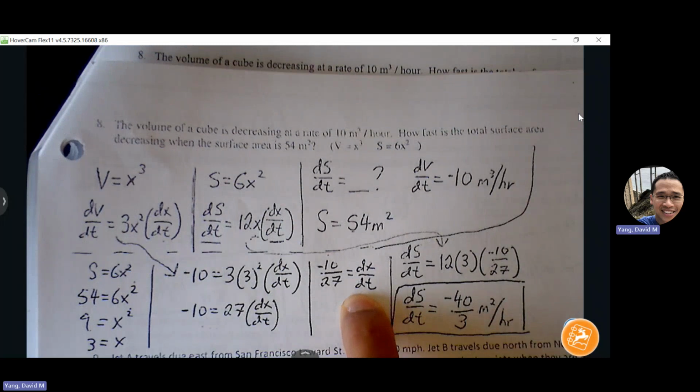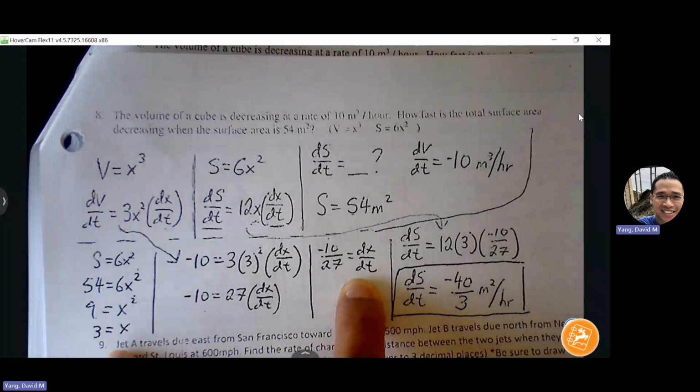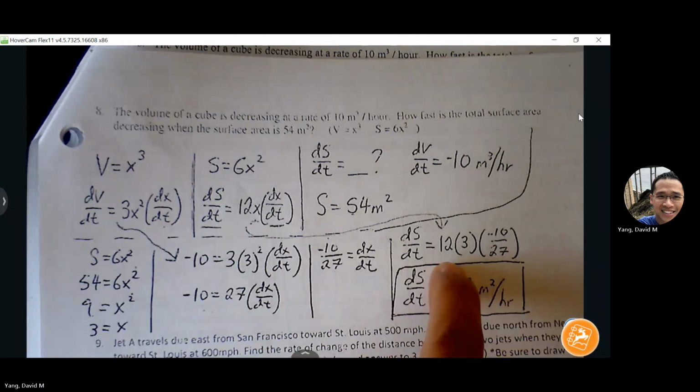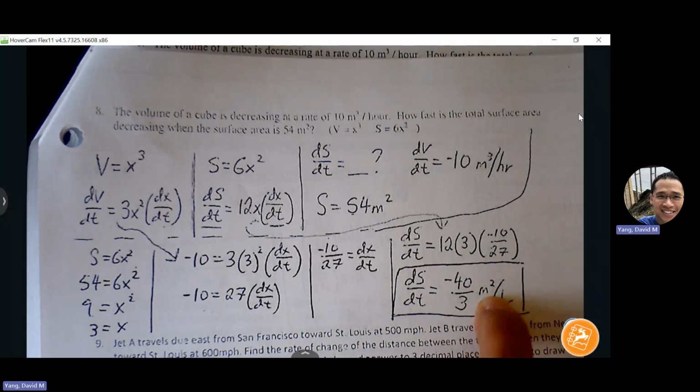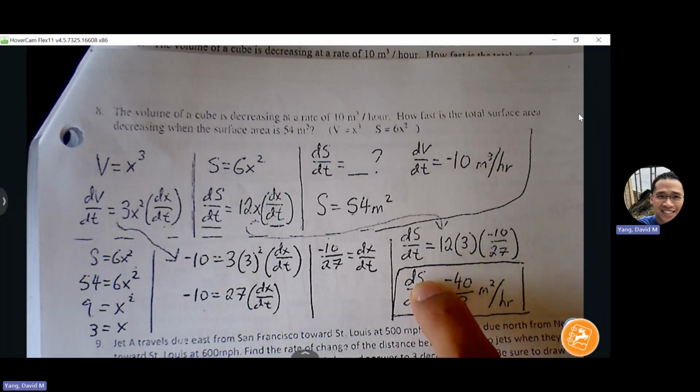Okay, once we solve for dx/dt, then everything should be pretty straightforward. Plug in 3 for x, -10/27 for dx/dt, and you can find ds/dt. Notice units of measure, square meters per hour, ds/dt, the surface area.